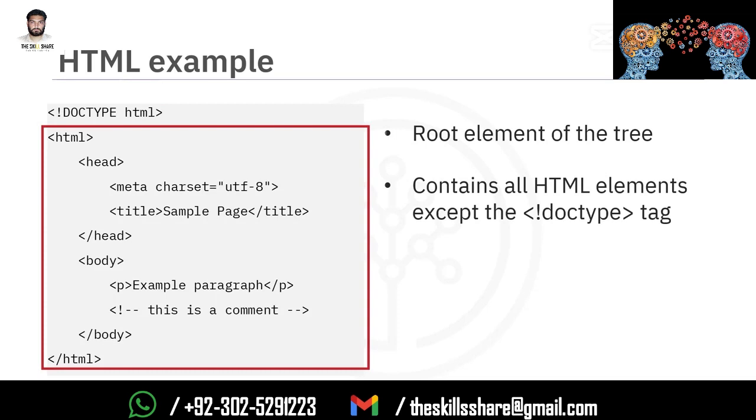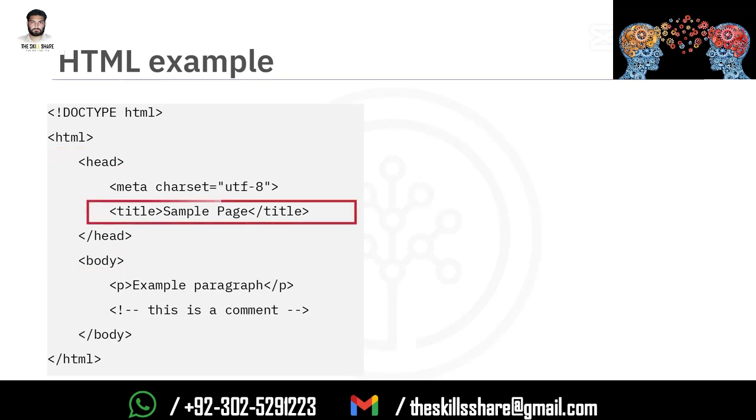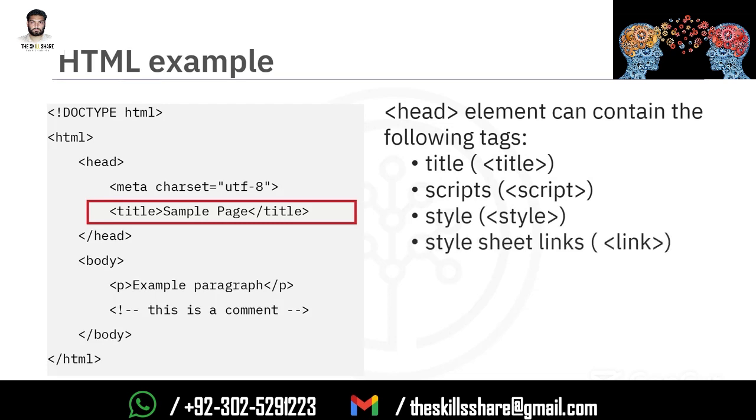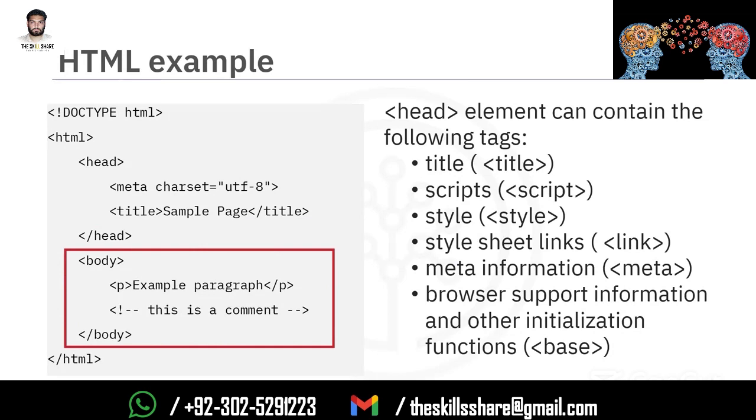It contains all of the other HTML elements except the !DOCTYPE tag. This example contains two elements, head and body. The head tag contains a title tag, which contains the text "Sample Page" in the example. The head element can contain the following tags: title, scripts, style, style sheet links, meta information, browser support information, and other initialization functions. Finally, the body tag contains all content that is displayed on the web page.